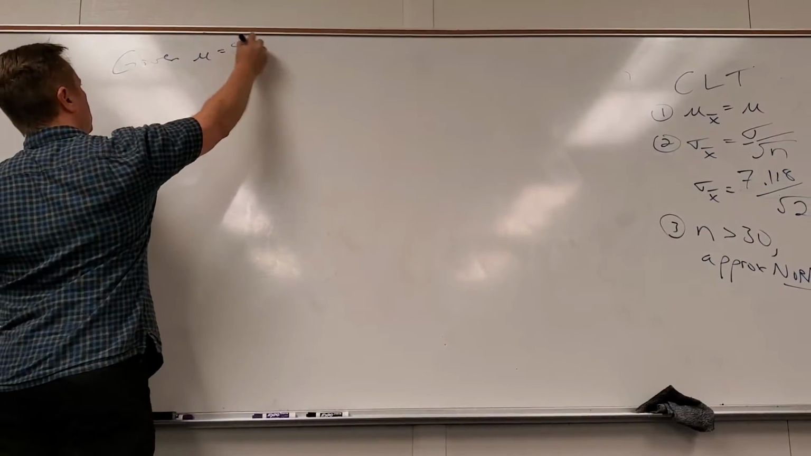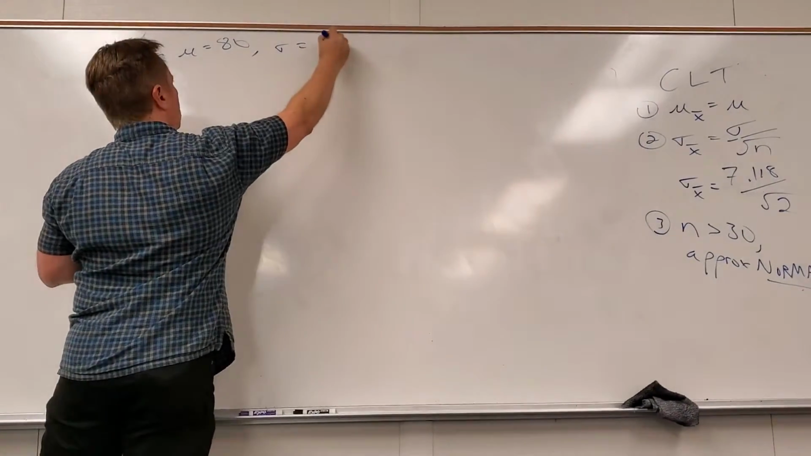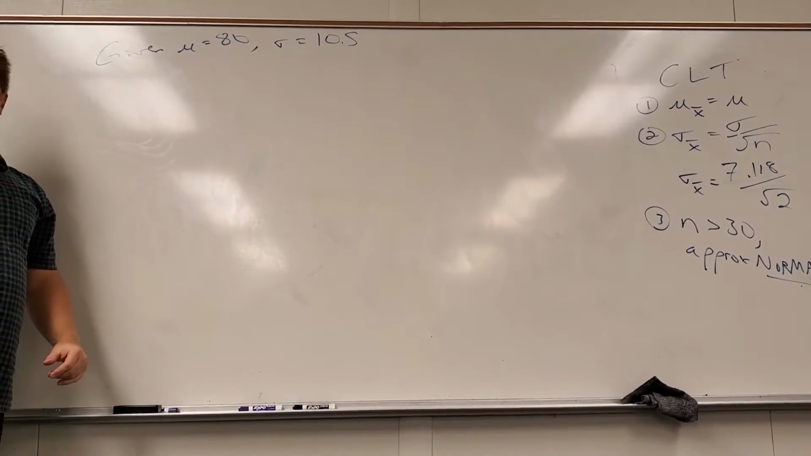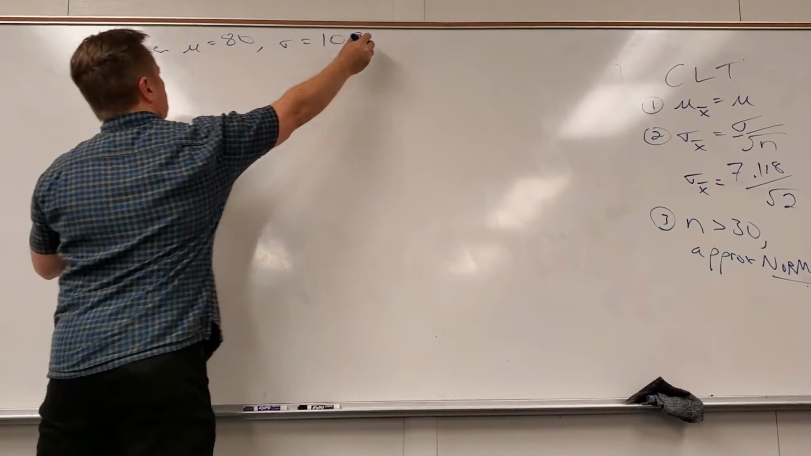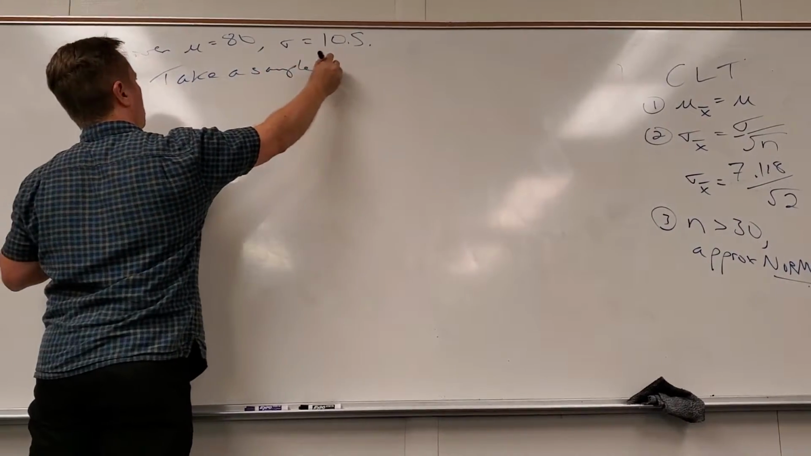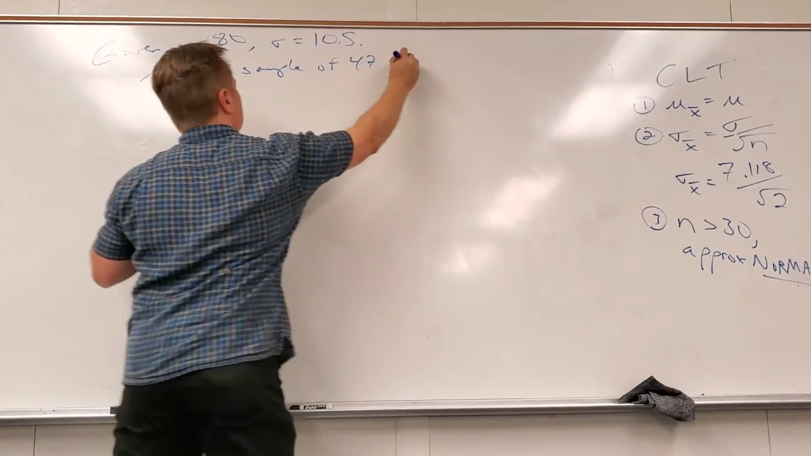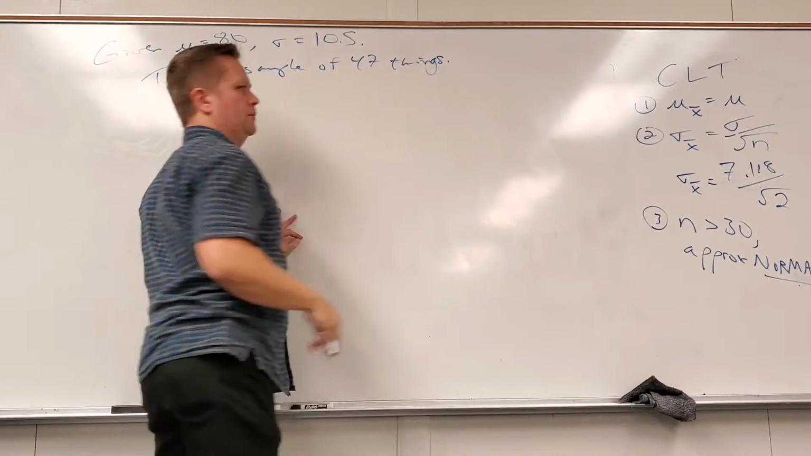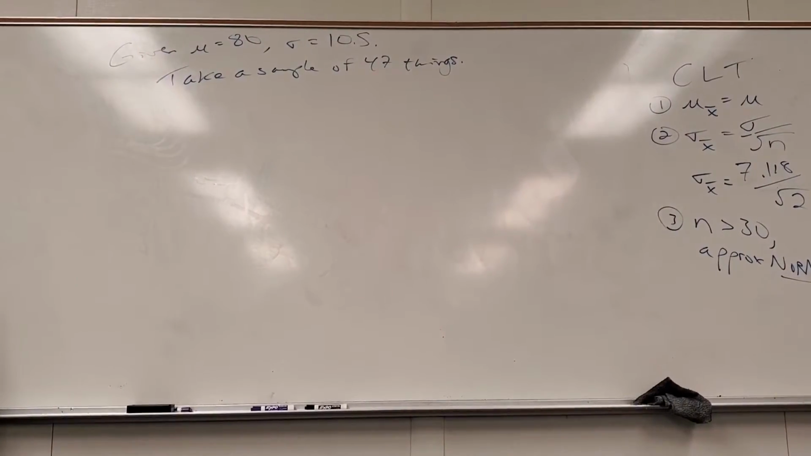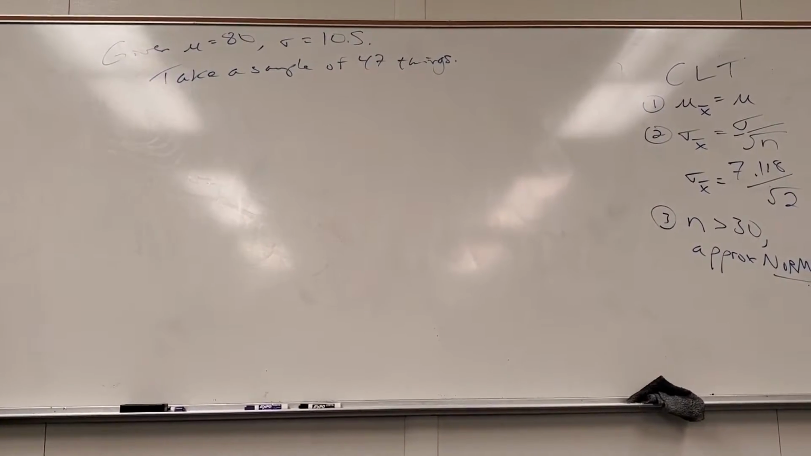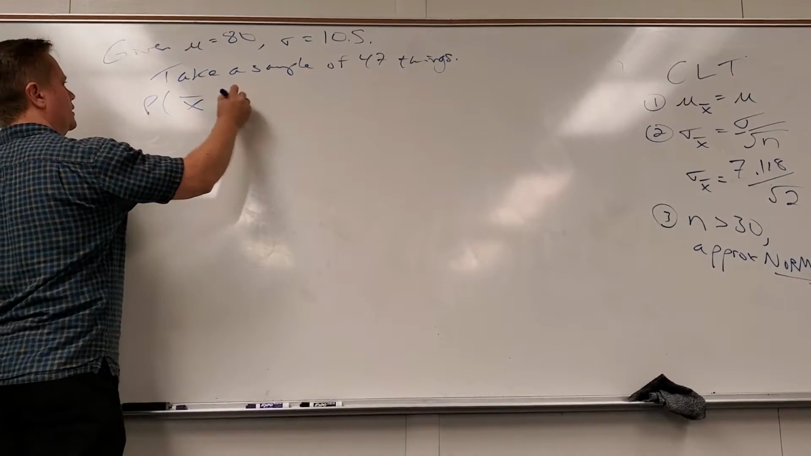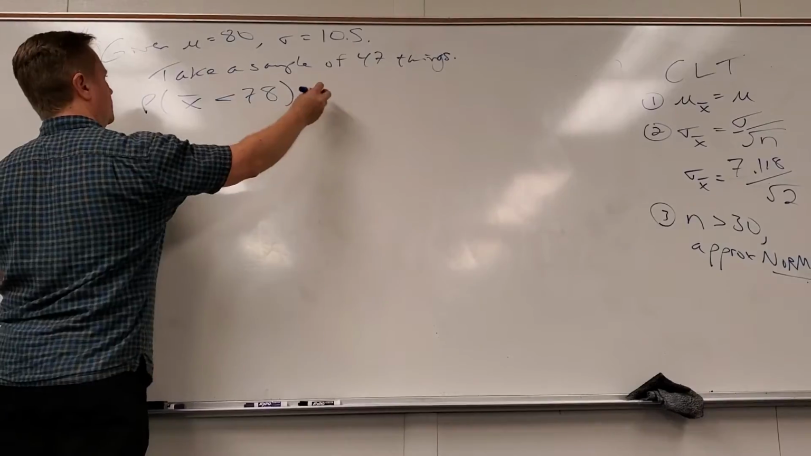Given the mean is 80 and the standard deviation is 10.5. We take a sample of 47 things. I love how descriptive I am. Creative and descriptive things. What's the probability that the sample mean is less than 78?